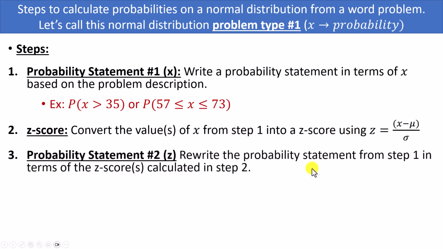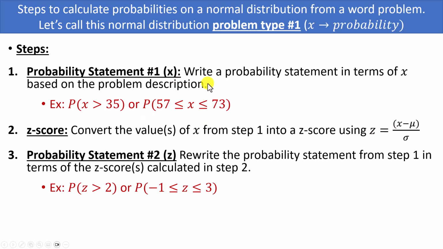Then I advise that you write another probability statement, this time in terms of z. The first one was in terms of x, which would be your variable that you're dealing with. Now z is in terms of standard deviations from the mean based on this formula that we've just done. So for example, let's say that you plugged 35 into this formula and you got 2 out. Then the new probability statement would be, well, not x anymore, but the probability that z is greater than 2, because 2 would be what you would have gotten out of this formula.